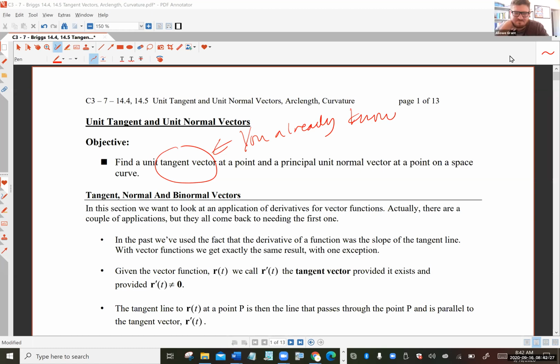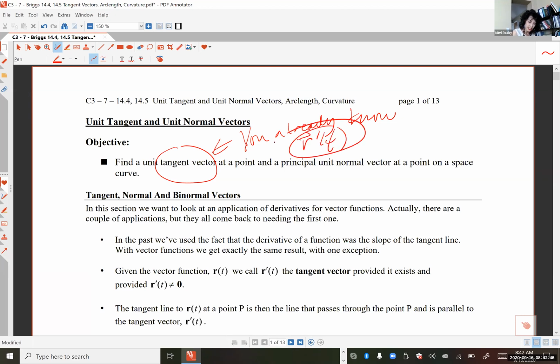You guys should know the answer. How do I get a tangent vector to the graph of a vector valued function? Derivative. Good. Thank you. It was the velocity vector, right? The first derivative. So it's r prime. You already know how to get a tangent vector to the curve.